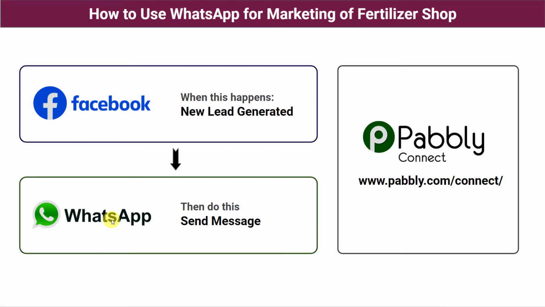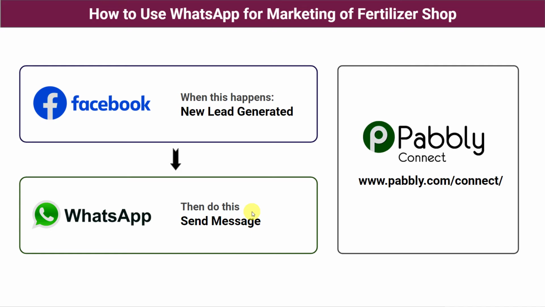First, do it manually. Take the details of the leads from the Facebook lead ad form, compose a message in WhatsApp, attach your fertilizer shop brochure and send it to the customers. But this will be a time-consuming and a tiresome process, and it becomes difficult when you have large number of leads in a single day. So how you are going to do this?